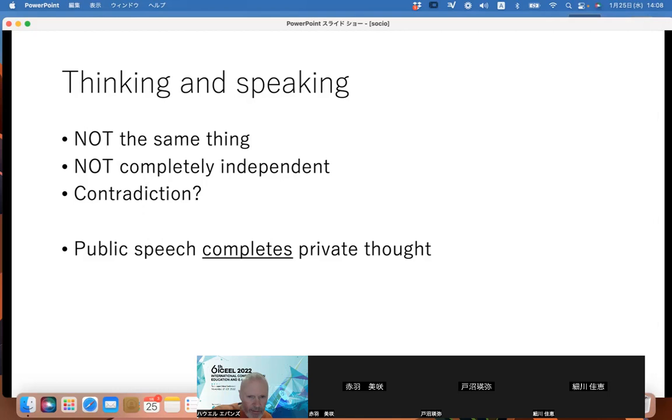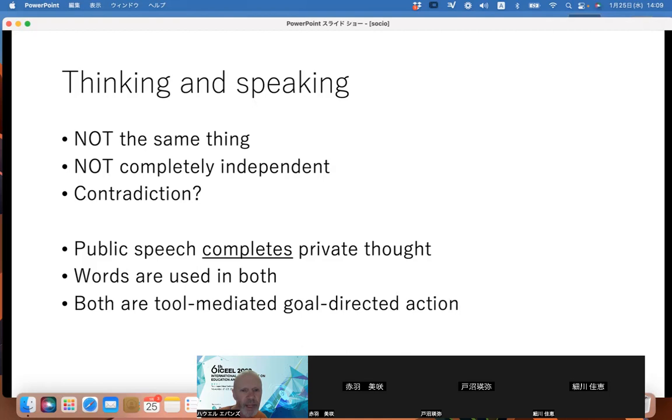You have the private thought, so I have the private thought now, and then I'm speaking. I complete that action. And we use words for both, right? So that's the suggested relationship between thinking and speaking. And the idea is they're both tool-mediated, goal-directed actions. Tool-mediated, so you're using a tool, in this case, language, and it's goal-directed, you're doing it for some reason.